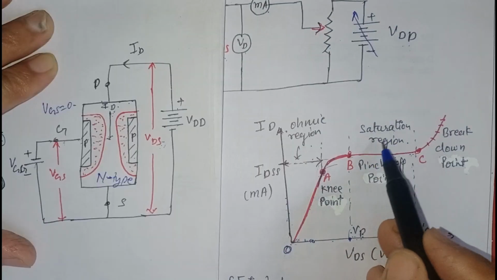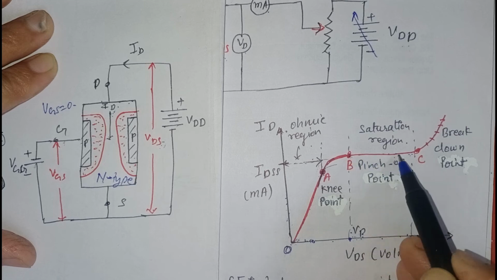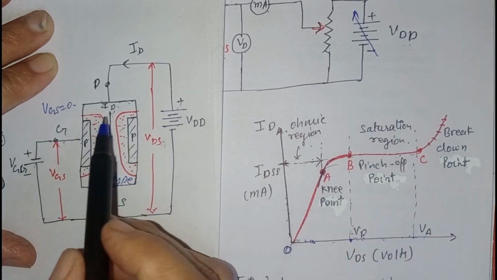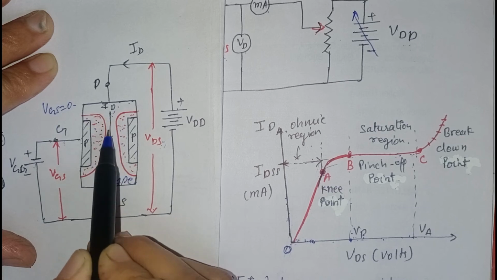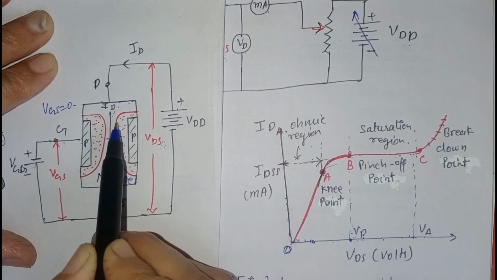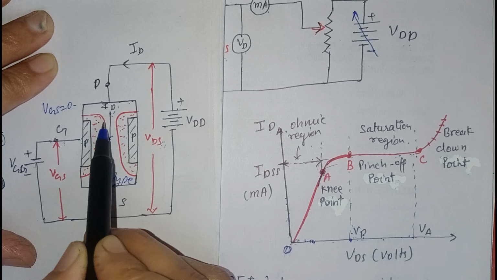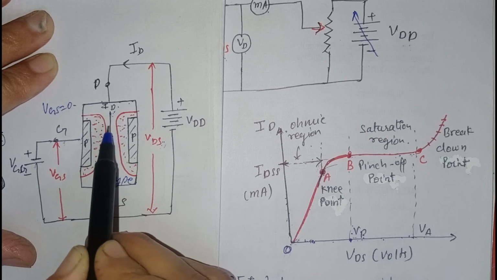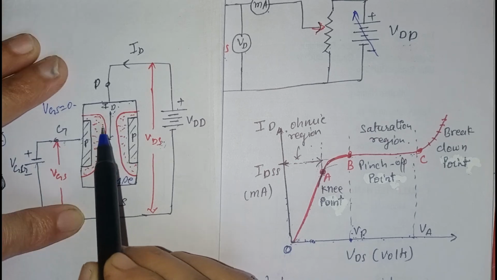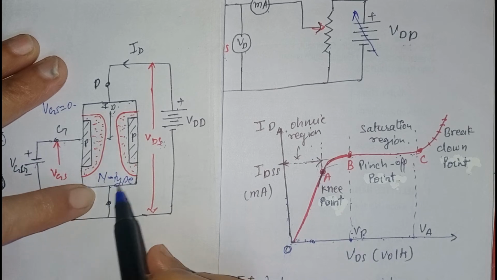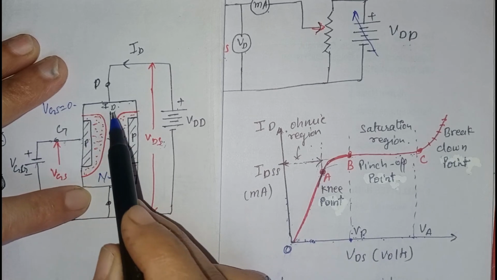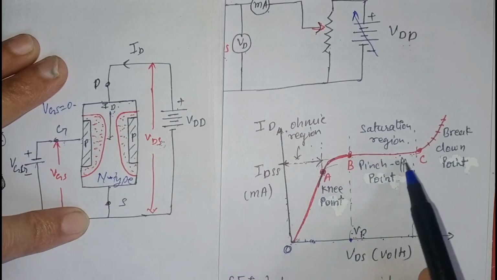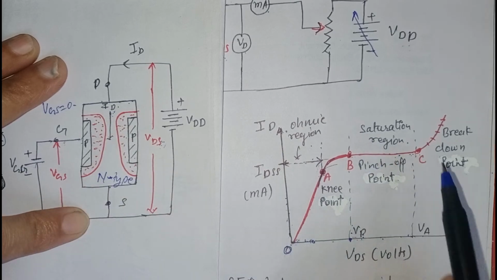In this region the drain current is constant because when this reverse biasing is increased so much that the channel has become more or less blocked. It is not completely blocked, it is almost blocked, because the channel width is limited, so a limited number of electrons can flow through this channel. So the current becomes constant in this region from B to C.